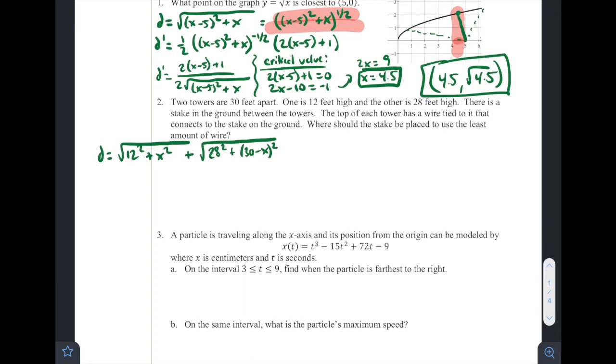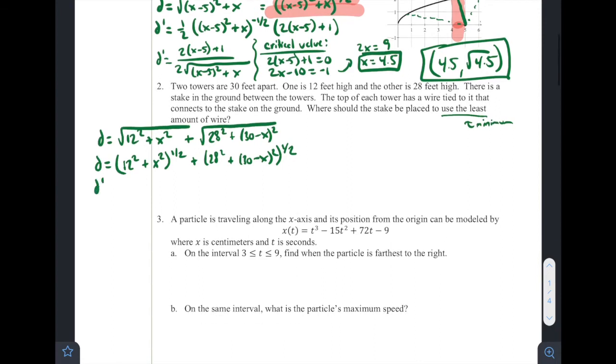And we're asking here where should we be using the least amount of wire. So we're trying to find a minimum here, which again, maximums and minimums can only occur at critical values. So we need to find the derivative and we need to find out where that's going to be equal to 0 or it's undefined. So first off, because there's square roots, I'm going to rewrite this so that there are no square roots. We're going to rewrite these as 12 squared plus x squared to the 1/2 power plus 28 squared plus 30 minus x squared to the 1/2 power. And then now we're set up to take our derivative using the chain rule.